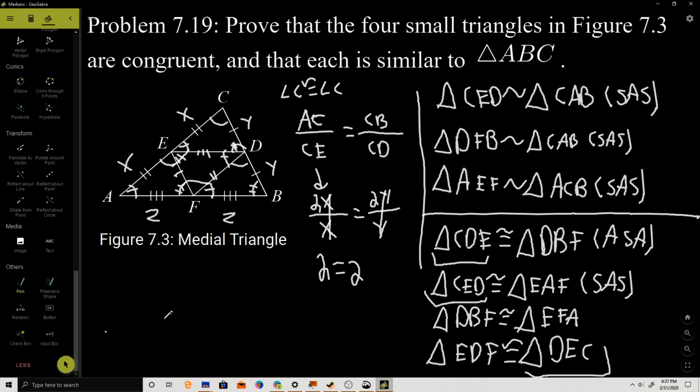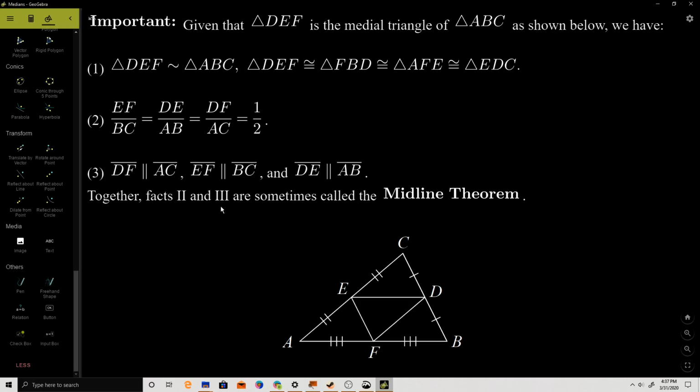Hopefully that's pretty obvious. But now all this leads to a fairly important theorem called the Midline Theorem. So, given that triangle DEF is the medial triangle of ABC, we have that DEF is similar to ABC, DEF is congruent to FBD, which is congruent to AFE, which is congruent to EDC. We also have that EF over BC equals DE over AB equals DF over AC equals 1/2.